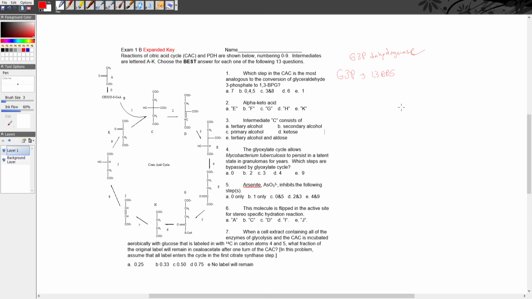So number 1 says, which step in the citric acid cycle, as shown here, is most analogous to the conversion of G3P to 1,3-bisphosphoglycerate, which happens in glycolysis. So the enzyme that is responsible for this reaction is called G3P dehydrogenase. And as we know in most of biochemistry, the names of enzymes give us a good hint about what they're doing. So that's one way we can go about answering this question. Because this is called G3P dehydrogenase, what it's doing is a dehydrogenation. It is a dehydrogenase in its function.